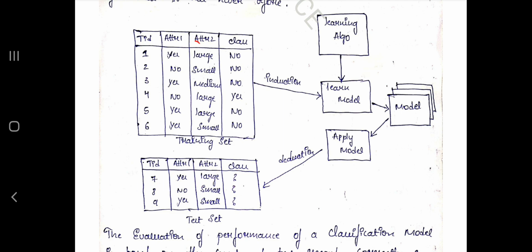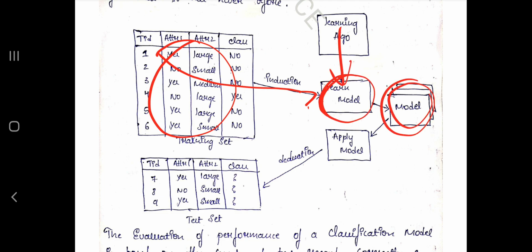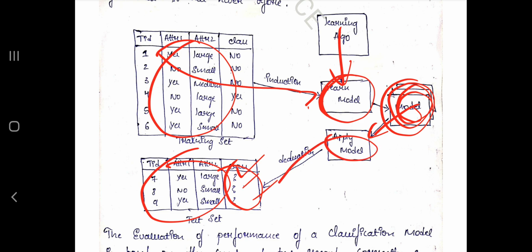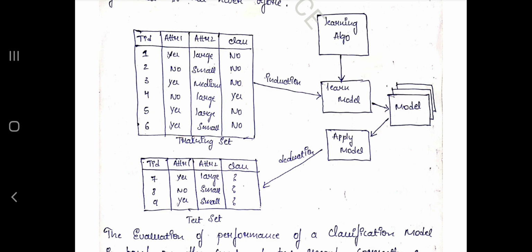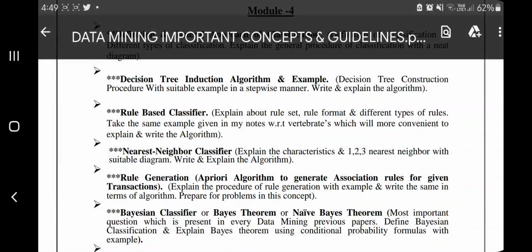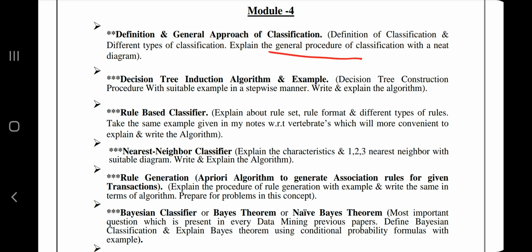To quickly recap: the input set is here, you went to a learning model, and based on the learning model you applied a learning algorithm, and then you formed different types of models for different contexts. Based on those models, when you get a new value, you will identify which class it belongs to. That is what you need to describe when they ask you about the general procedure of classification with a neat diagram.